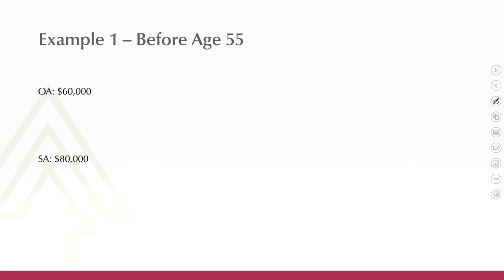This is for someone who is below age 55. Assuming there is this person, in his OA he has 60K and in his SA he has 80K. So what was goodie bag number two? Let me just write a short note over here to remind us. It's basically the first 60K of your CPF balances, up to a maximum of 20K from OA, that will get a 1% additional interest.